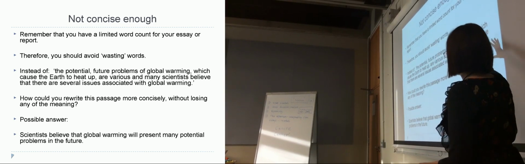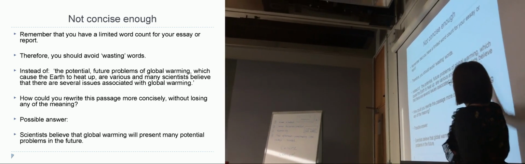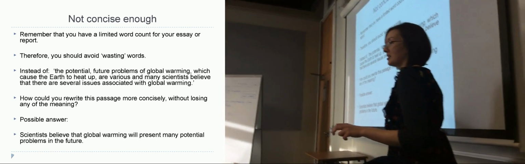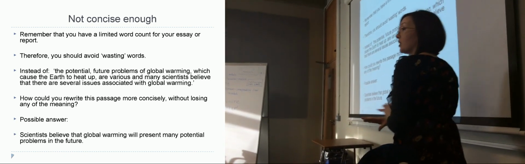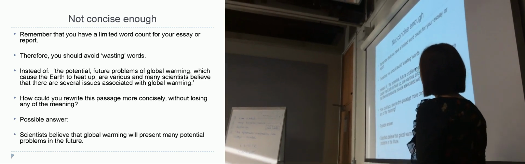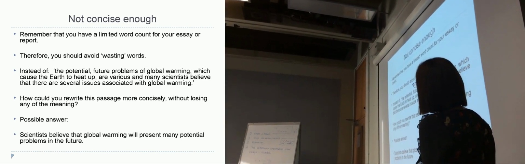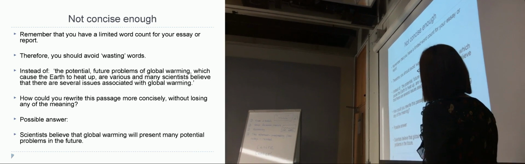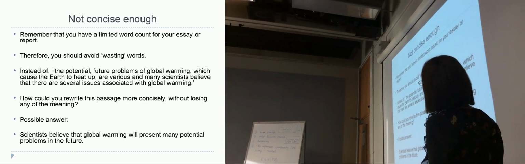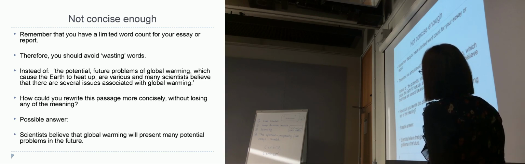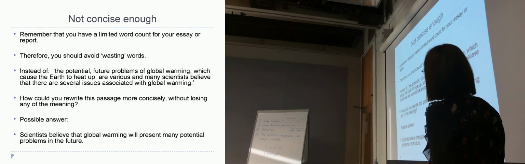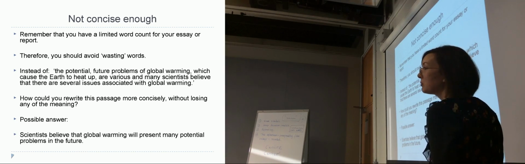So here's an example of a student that has wasted words, if you like. They've repeated themselves and they've used far too many words than they need to. Okay, so the potential future problems of global warming, which cause the Earth to heat up, are various. And many scientists believe that there are several issues associated with global warming.